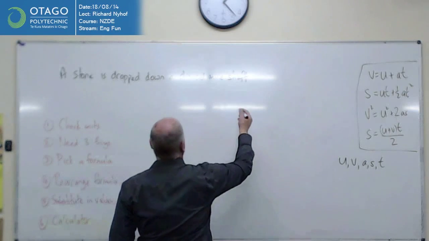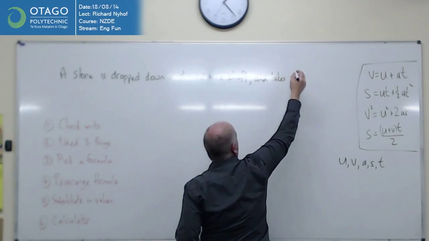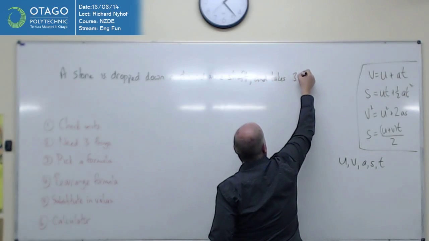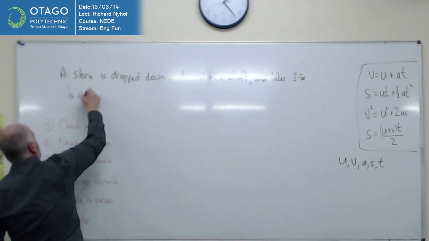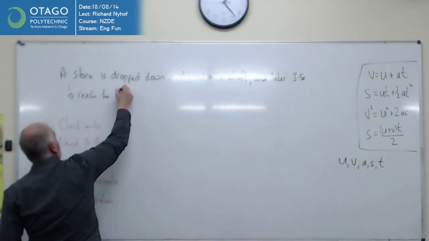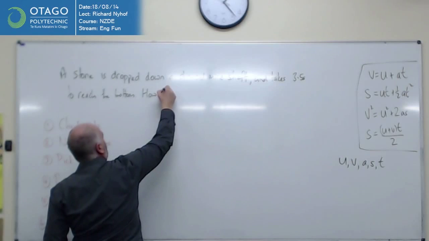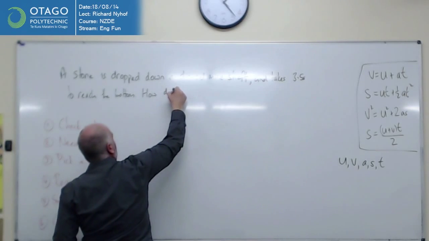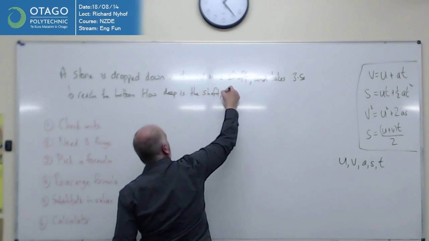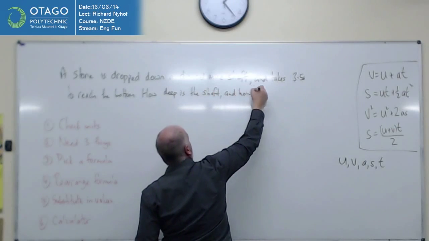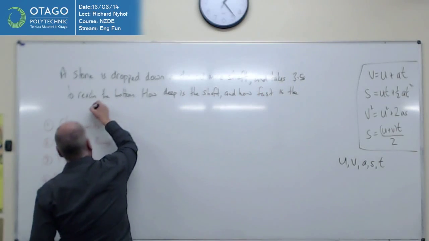A stone has dropped down a disused mine shaft and takes 3.5 seconds to reach the bottom. How deep is the shaft? And how fast is the stone going at the bottom?